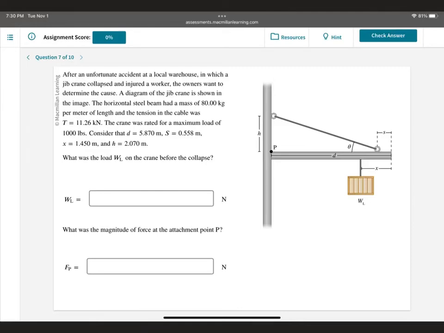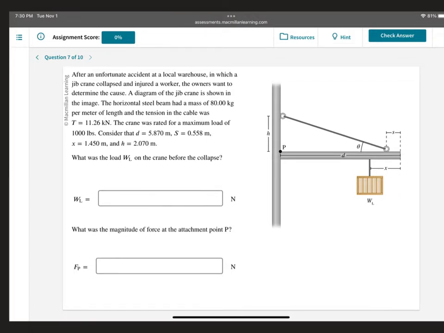Physics 101, static equilibrium problem set, number 7. We have a beam. The beam has a mass of 80 kilograms per unit length. Now, this is the first trick. There's essentially two tricks in this problem where the author of the problem is trying to fool us. And this is the first one.